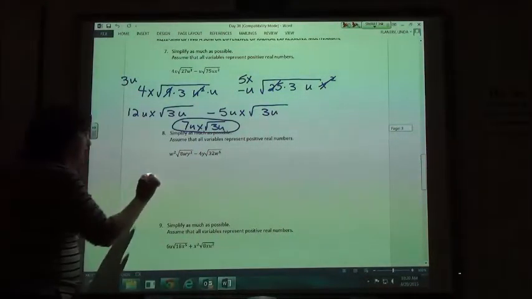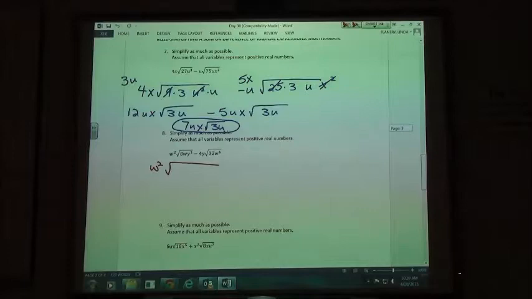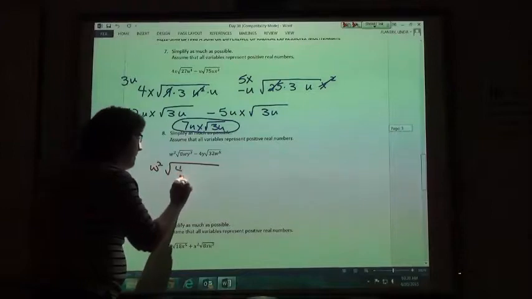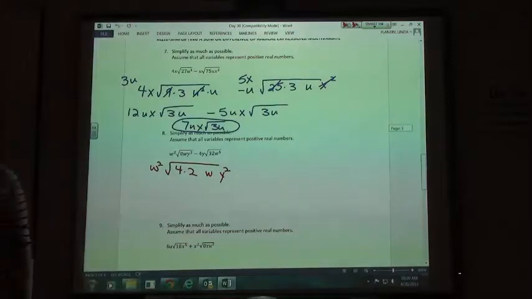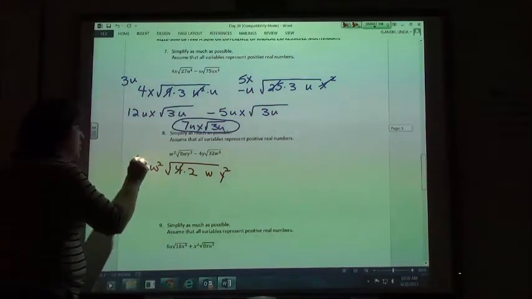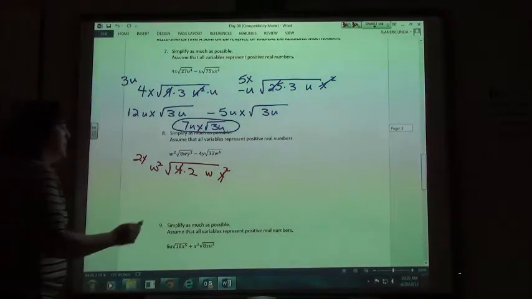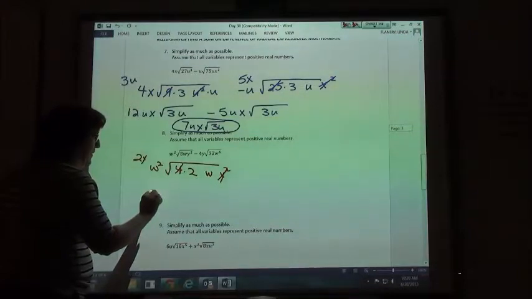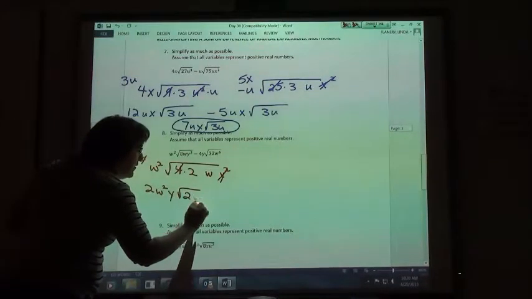Number 8 then, we've got a w squared in front. We've got to simplify the square root of 8wy squared. What should we do with the 8? 4 times 2. Nothing we can do with the w, and we don't want to do anything with the y squared yet, since it's even. So taking out our perfect squares, what can I take out of there? A 2 and a y. So I'm going to have 2w squared y square root of 2w.